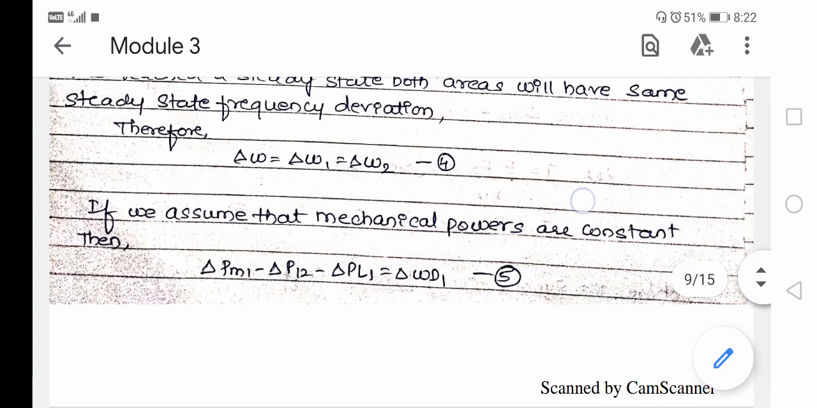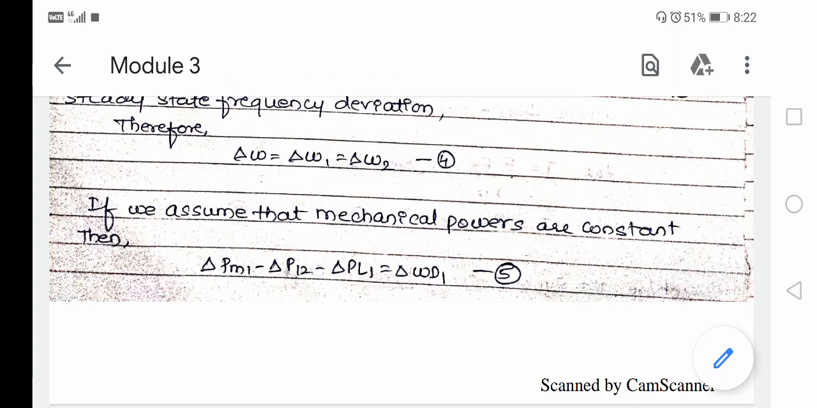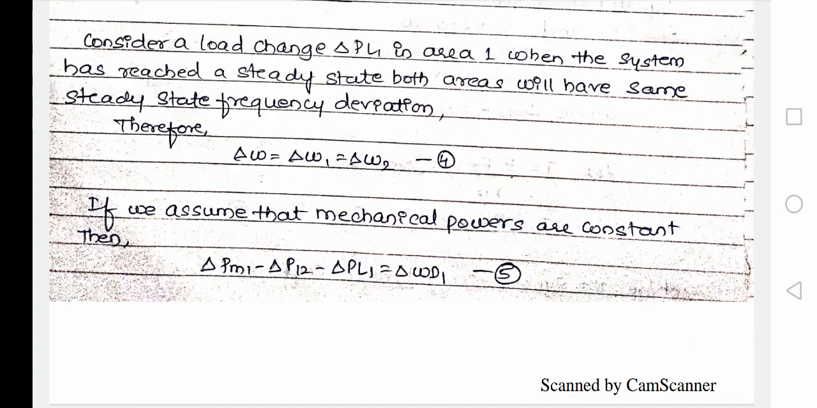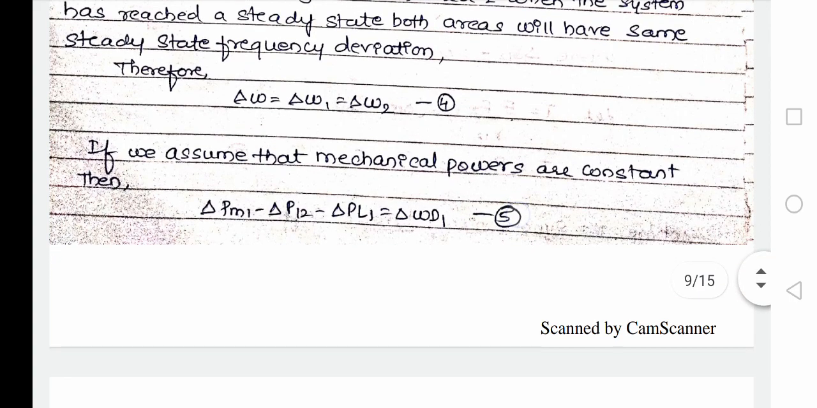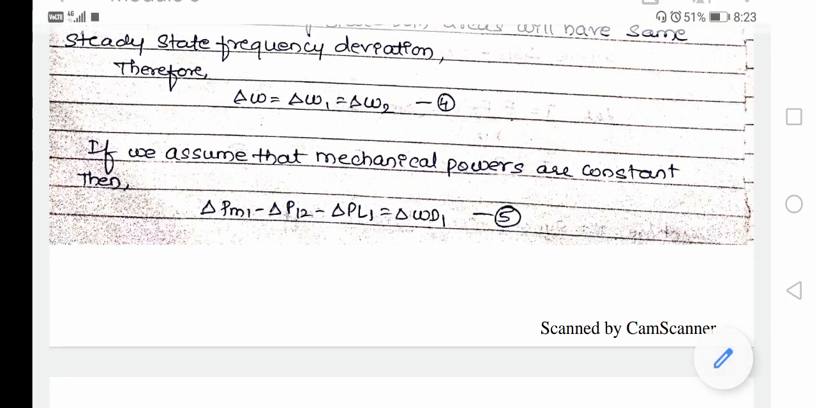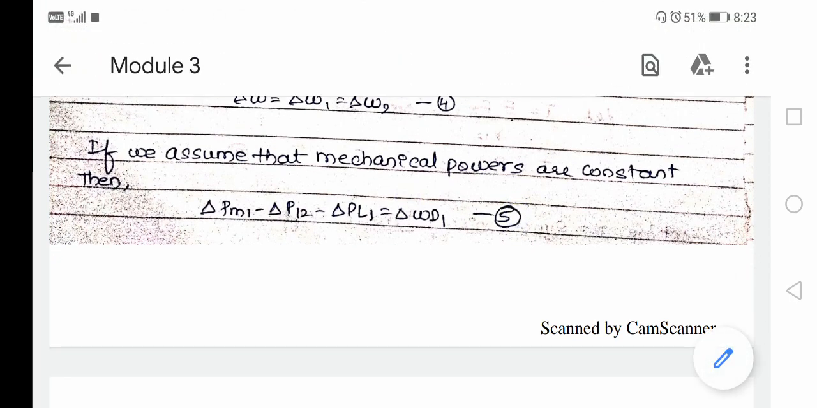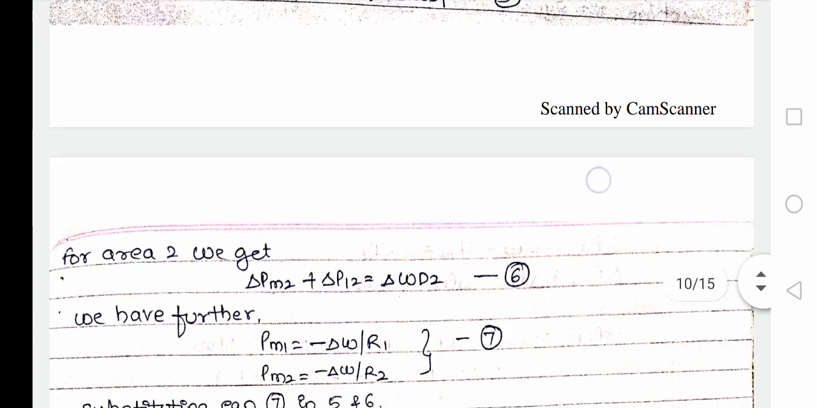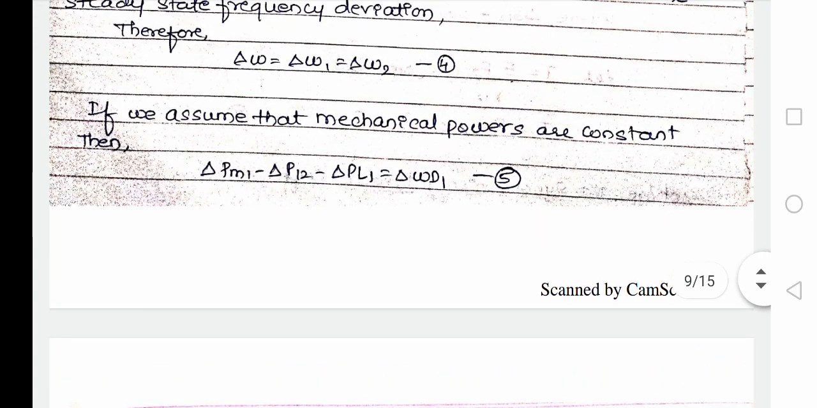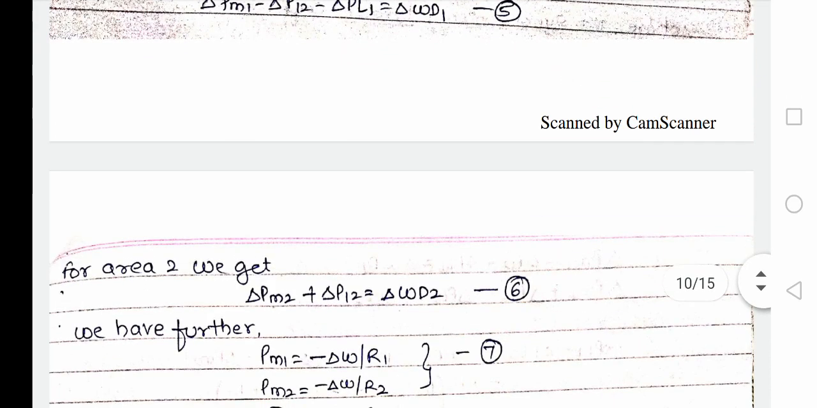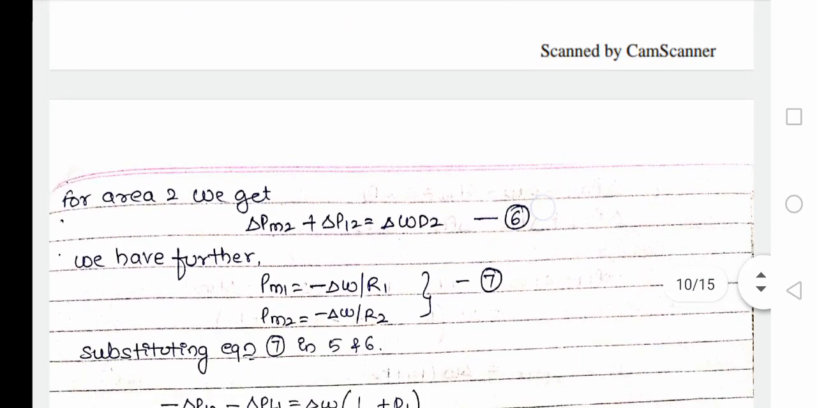And if we assume that the mechanical powers are constant, then delta Pm1 minus delta P12 minus delta PL1 is equal to delta omega D1. That is what you can write as equation number 5. This is if you assume that the mechanical power outputs are constant, and this is for area number 1. Next, you can take it for area number 2.